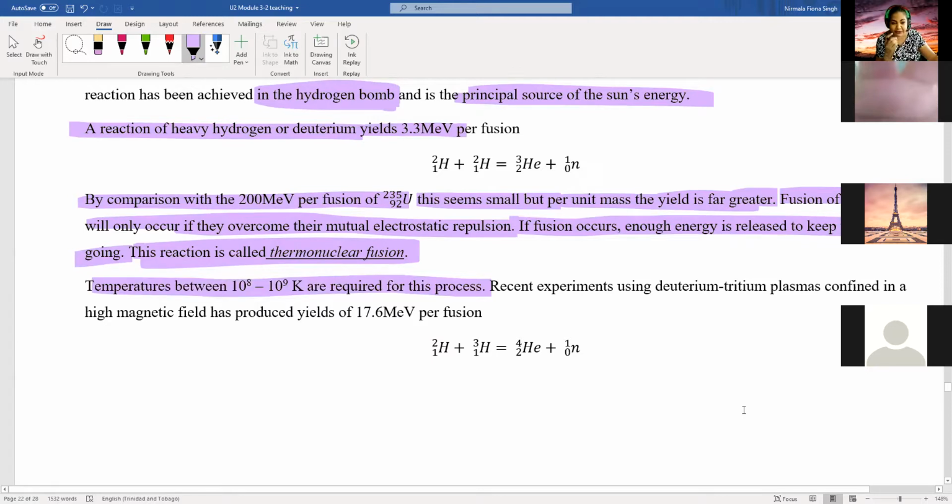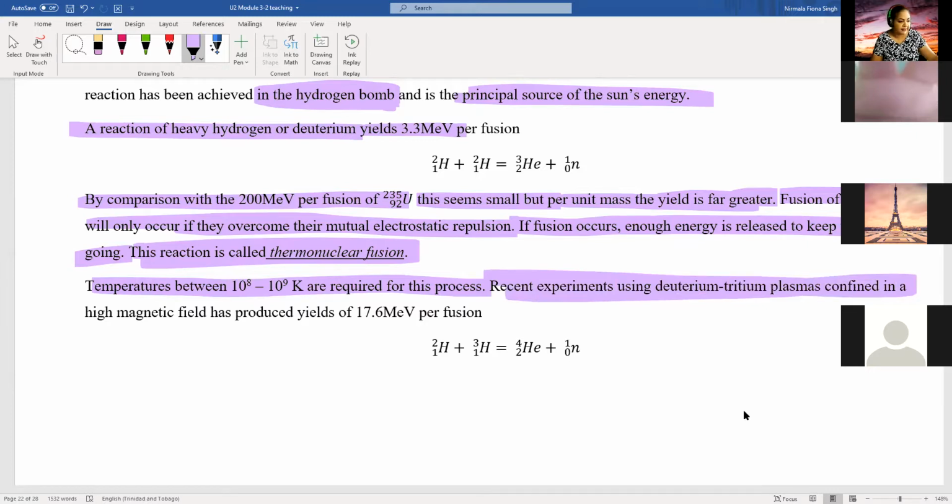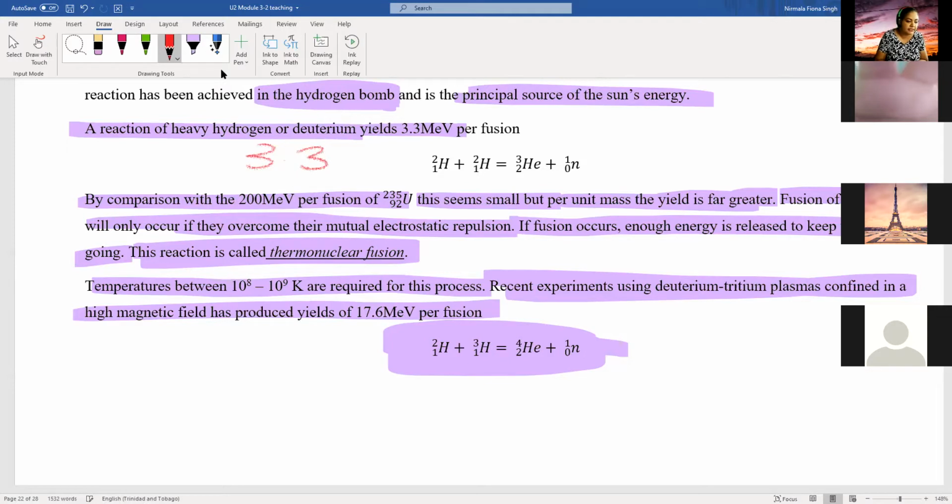So this is the problem with thermonuclear fusion or nuclear fusion. It requires a lot of energy, a lot of heat for it to happen. Recent experiments using deuterium and tritium plasmas confined in a high magnetic field have produced yields of 17.6 mega electron volts per fusion, which, y'all, is more energy. Let's look at this, right? This one at the top here was only 3.3. This one here is yielding 17.6. And remember, if you multiply that 17.6 by 92, that is far more energy than a single uranium reaction.